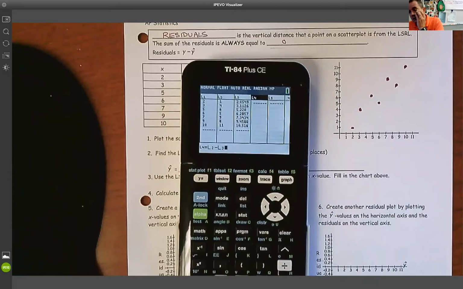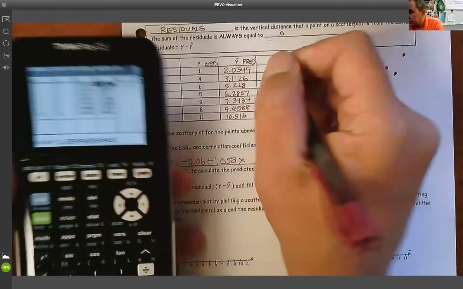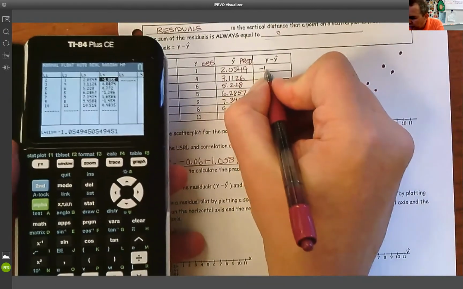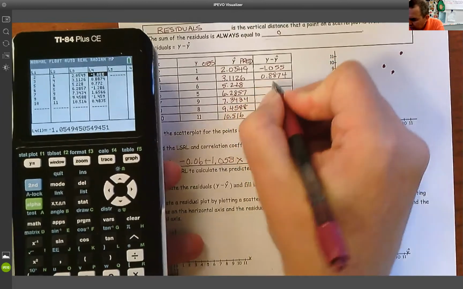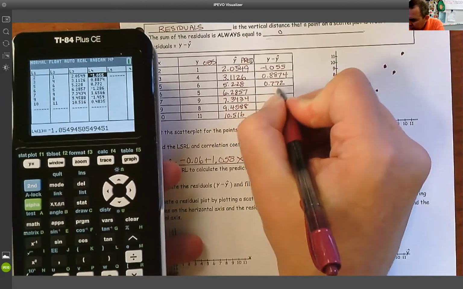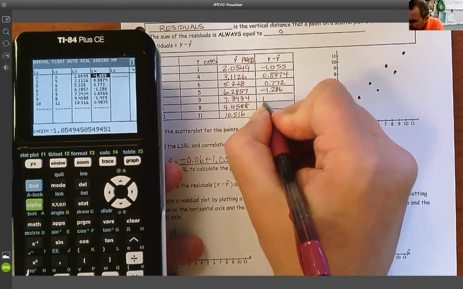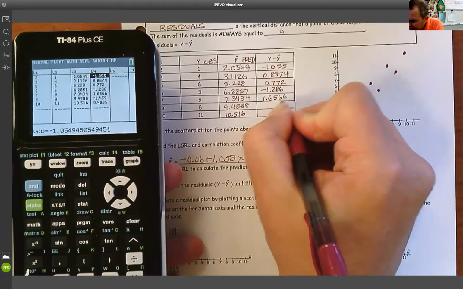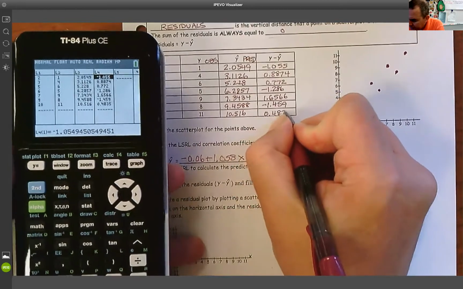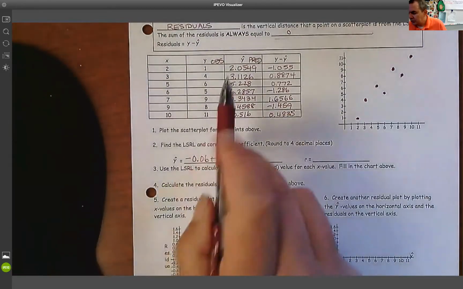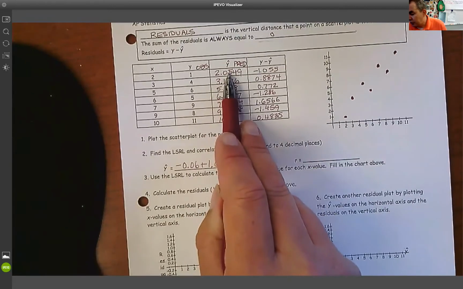Again, you're not going to have to go into this level of detail, but I'm just showing you where it comes from. So those are all of my residuals. My residuals are negative 1.055, 0.8874, 0.772, negative 1.286, 1.6566, negative 1.459, 0.4835. And as you notice, negative residuals are where I did an overestimate.